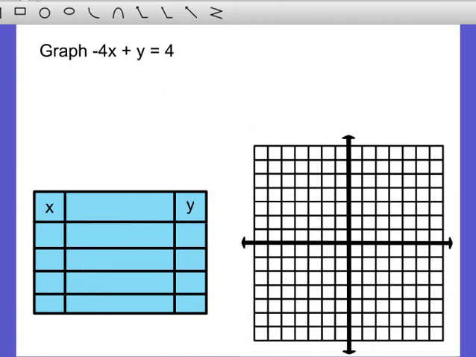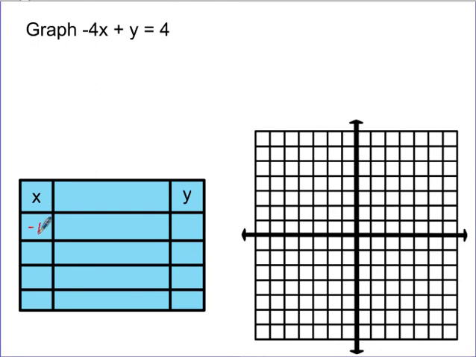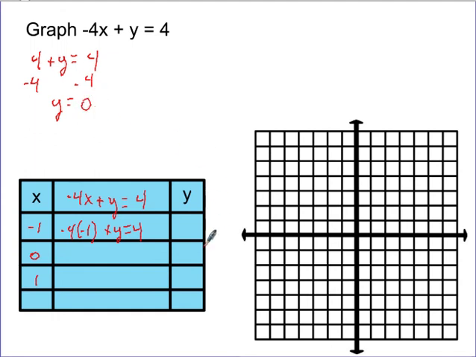One more example. Negative 4x plus y equals 4. So we'll have negative 1, 0, and 1. Negative 4 times negative 1 plus y equals 4. Negative 4 times negative 1 is positive 4. Plus y equals 4. Subtract 4 from both sides, and y equals 0.